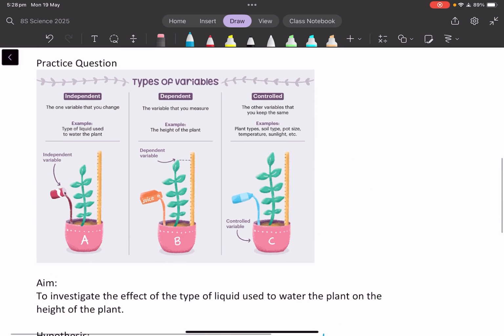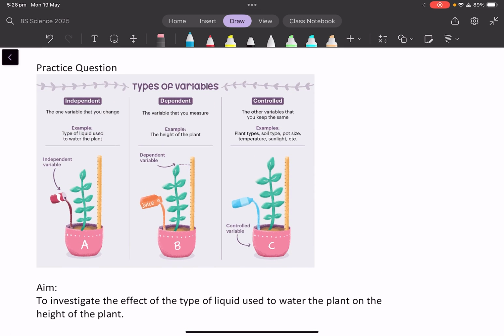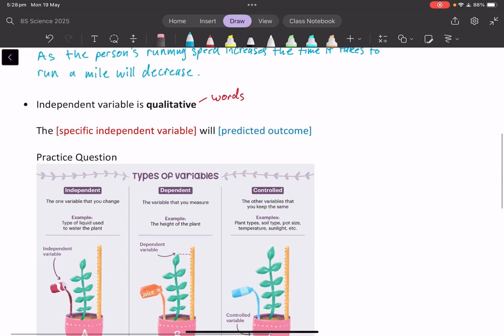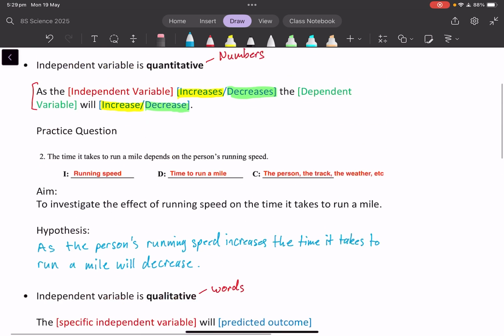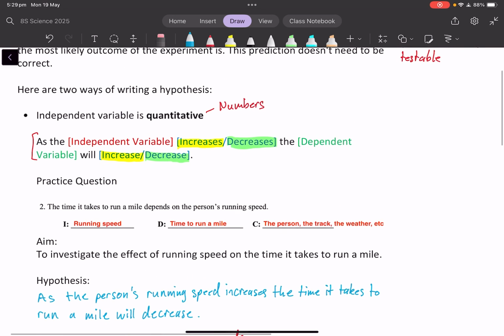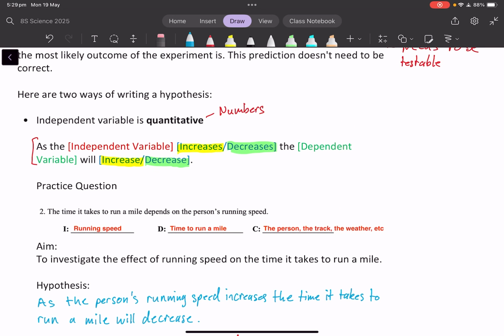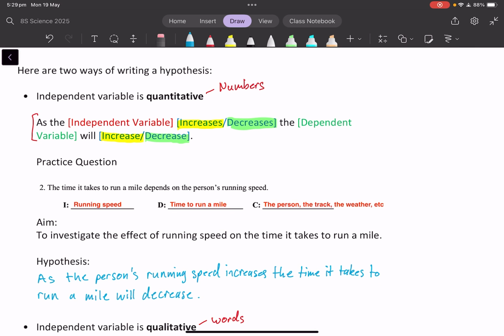So with a qualitative independent variable, we want to predict some specific outcome. Which independent variable will grow the tallest? Which independent variable will grow the shortest? Those are some specific outcomes. Whereas when we have numbers, we can follow a different formula, which basically says, as your independent variable increases or decreases, your choice, the dependent variable will increase or decrease, again, your choice. It's very formulaic, it's very plug and play.